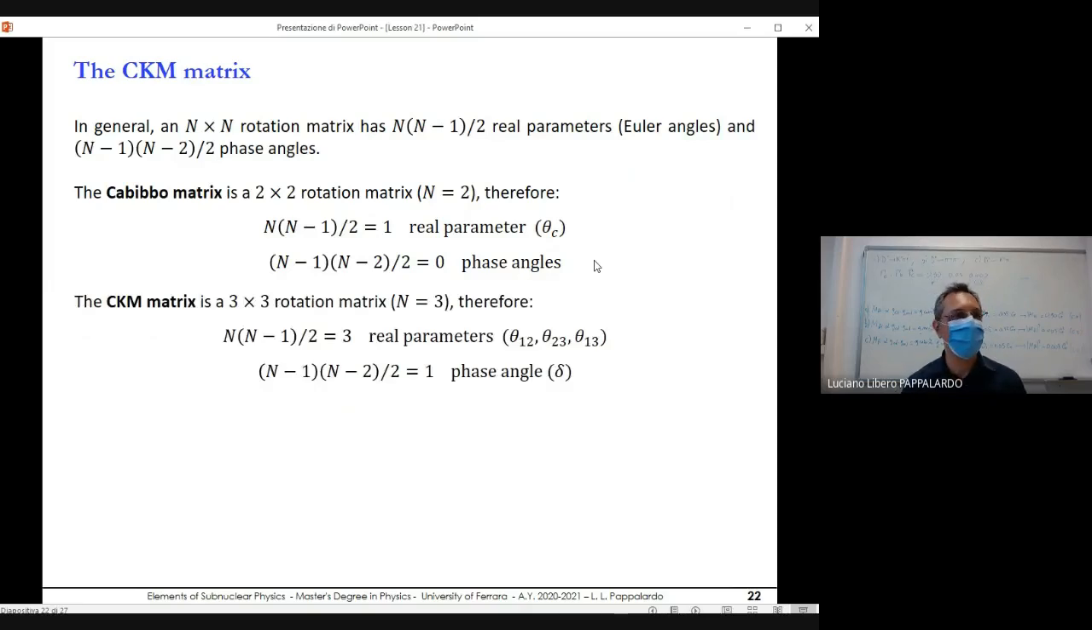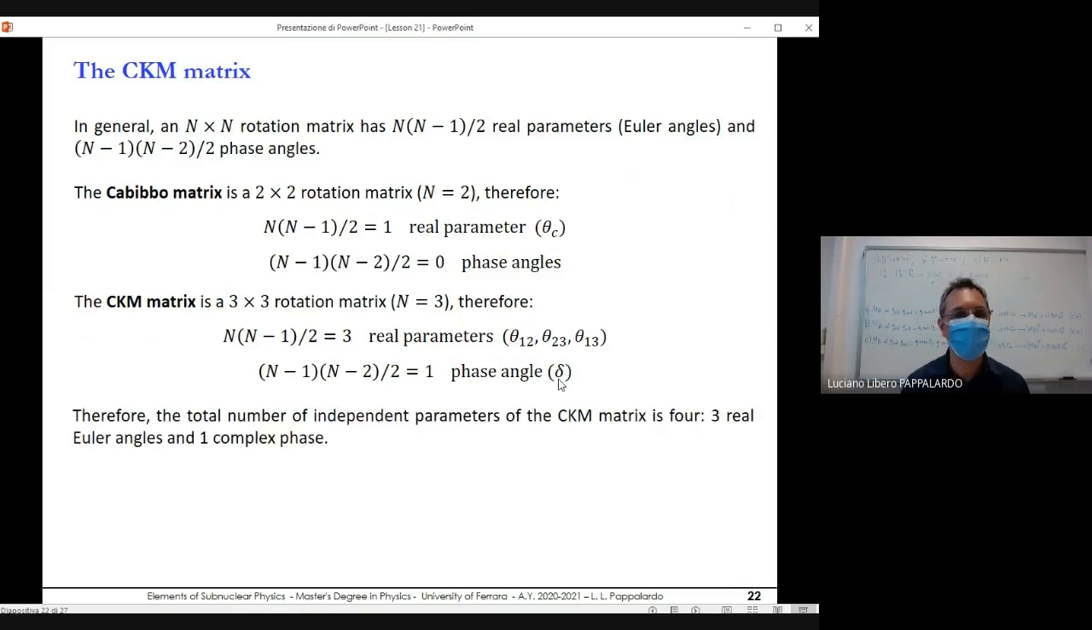Let's now consider the CKM matrix. It is a 3x3, so now n is equal to 3. And so in this case, you obtain 3 independent real parameters that we can call θ12, θ23, θ13, which are the mixing angles for first and second family, second and third family, and first and third family. And then when you calculate the phase angle, you now obtain 1. So overall, the CKM matrix, being a 3x3 rotation matrix, includes 3 real angles, the Euler angles, so 3 real parameters, and 1 complex phase.